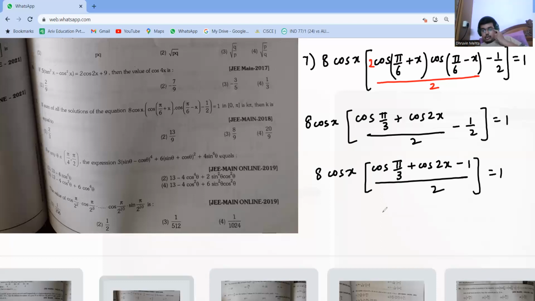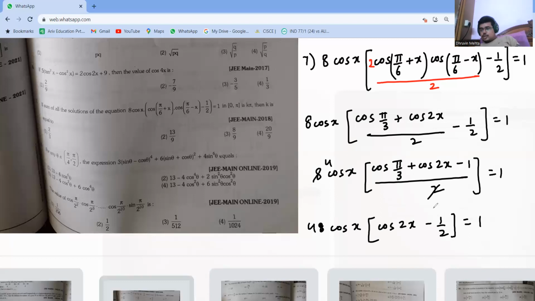चलो अब इसको थोड़ा सॉल्व करना पड़ेगा. Cos pi by 3, what do we know about cos 60? So cos 60 is half. So we will get 8 cos x. Oh, by the way, we can do this also. 2 ones are 2, 2 fours are 4. So this is now 4 cos x. Cos pi by 3 is half, and half minus 1, so that will be minus half.